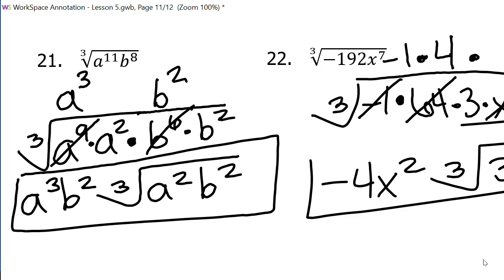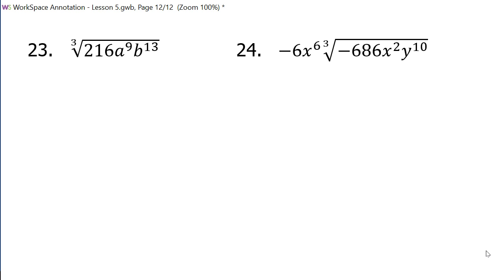Okay, last two. Number 23, we have the cube root of 216, a to the 9th, b to the 13th. I want you to go ahead and do problem 23. You'll have to write it on the back.